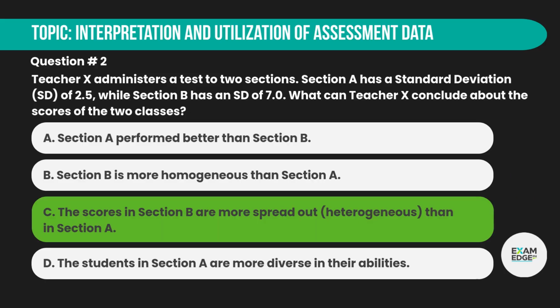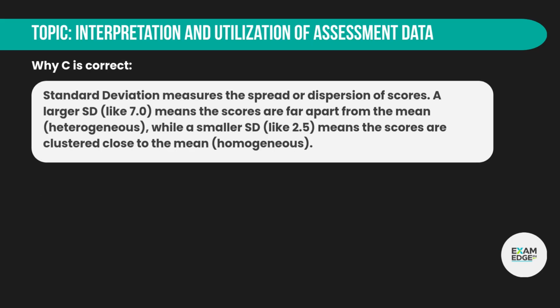Correct answer: C. The scores in Section B are more spread out, heterogeneous, than in Section A. Why C is correct? Standard deviation measures the spread or dispersion of scores. A larger SD, like 7.0, means the scores are far apart from the mean, heterogeneous, while a smaller SD, like 2.5, means the scores are clustered close to the mean, homogeneous.